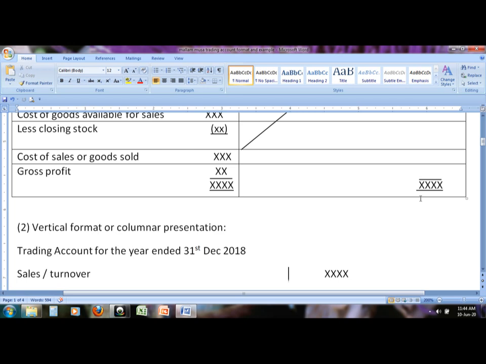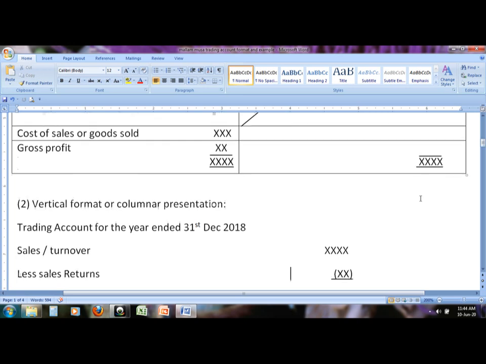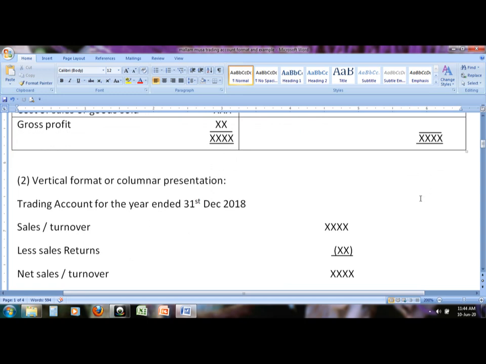Trading account for the year ended 31st December 2018. There is no full stop at the end. Then on the vertical format or columnar format, you start with the sales. Your sales is given. After going through the question, you discover that there are sales returns, and then you deduct your sales returns from your actual sales. You have your net sales or sales turnover.